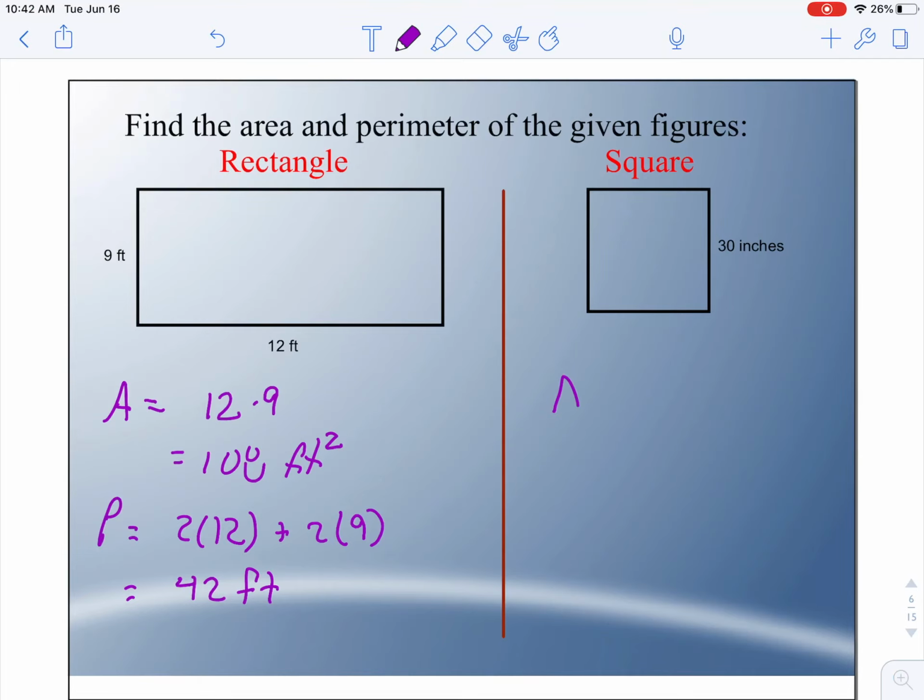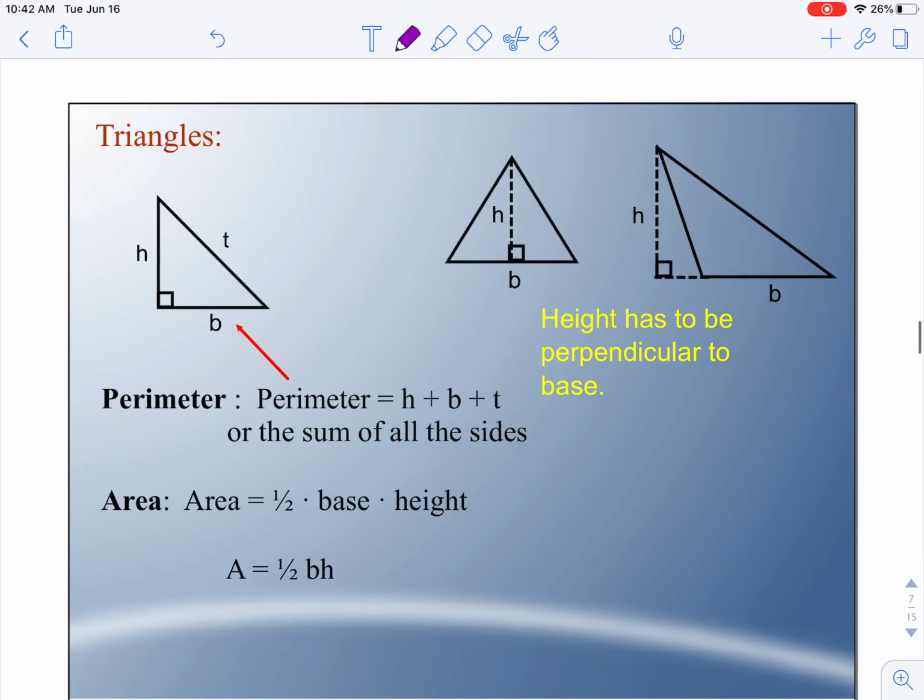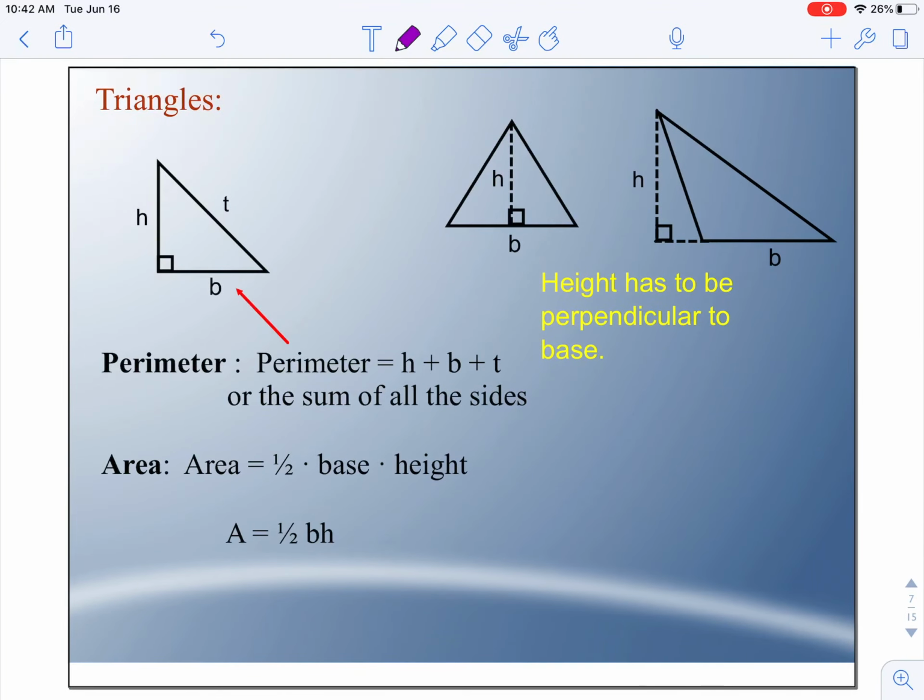Again, notice feet versus feet squared. The square, the area, equals 30 times 30, or 30 squared, which is 900 inches squared. And the perimeter is just 4 times the side length. So you get 120 inches. Very easy. So let's do some quick triangle work.